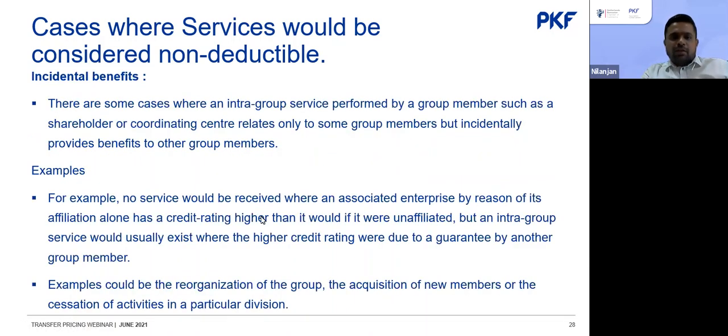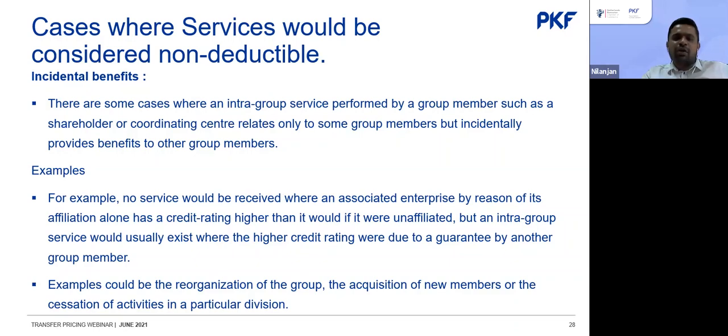Then we are looking at another concept, which is incidental benefits. There are some cases where an intragroup service performed by a group member, such as a coordinating center, relates only to the group members, but incidentally provides you with some benefit. For example, if there's some reorganization going on in the group and you get some incidental benefits from there, it's not considered an intragroup service, because these services are incidental.